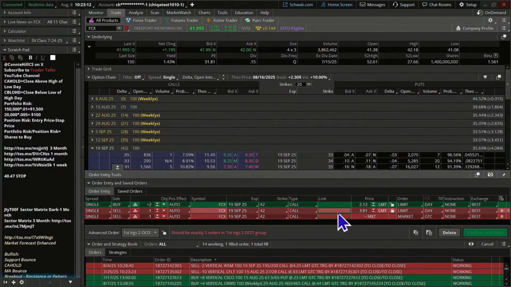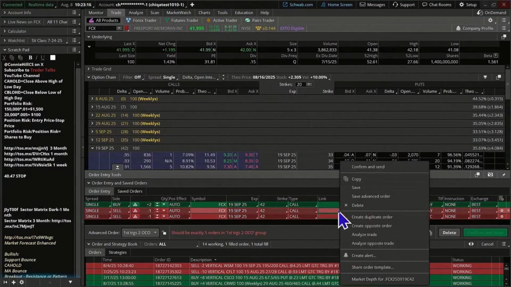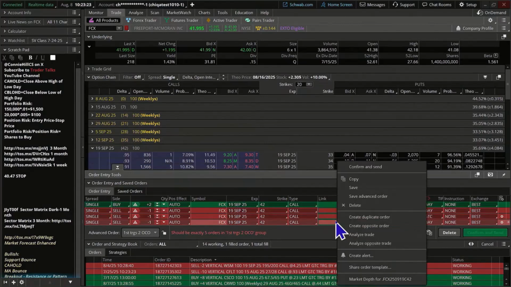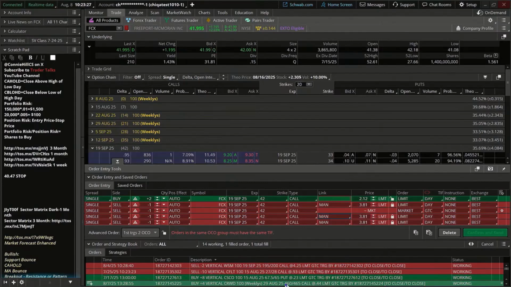We're going to duplicate these and change the conditions. So on this stop loss that we just configured, we're going to say create duplicate order. Then we're going to change it. This first one, this 3.81, we had a target in there for 80%. Now, these numbers don't have to be 80%. It could be 50%. It could be 30%. It could be whatever number you want, okay?